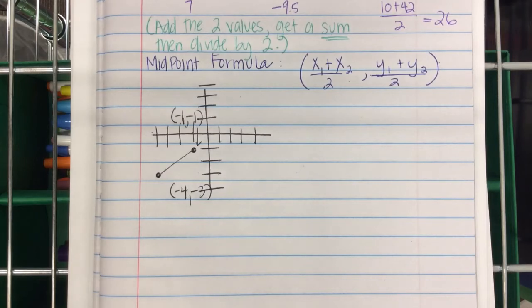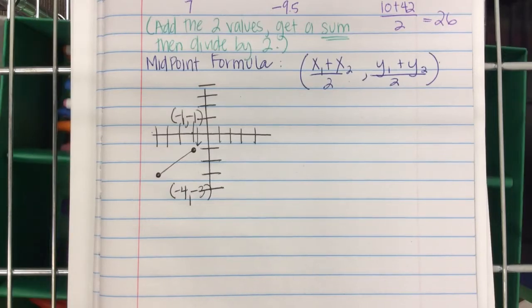If you're given a picture, you have to find the numbers, right? So -1, -1, -4, -3. And then all we do is substitute. Let me color code this a little bit for you.